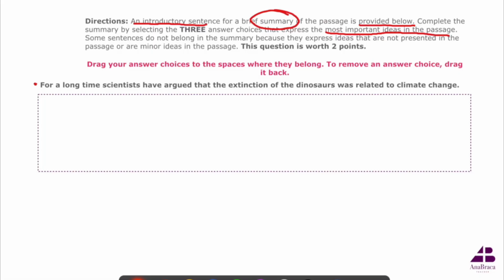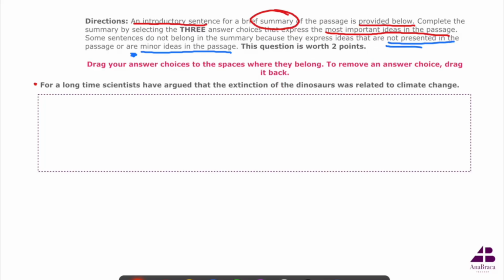I use blue to show you something. Some sentences do not belong in the summary because they express ideas that are not presented in the passage. So easy. They are wrong ideas. Or they are minor ideas. Here's the trick. Okay? Because those options here, they are in the text. However, they are minor ideas, so they are incorrect here.